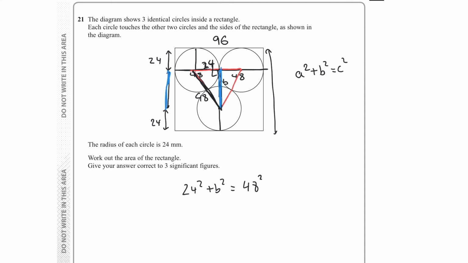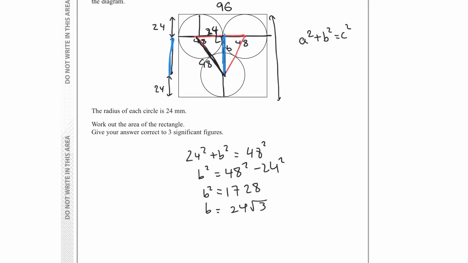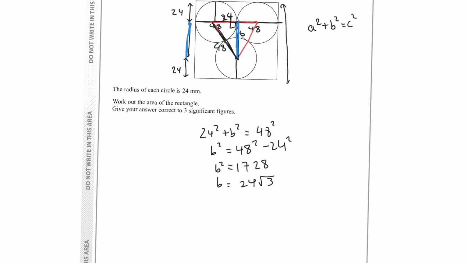So then, if you use your calculator to work that out, you're going to end up doing b squared is equal to 48 squared minus 24 squared. Put that all into your calculator, you would get b squared as 1,728. Square root that to work out what b is, you would end up with 24 root 3. So 24 root 3, because again, we're trying to keep it as accurate as possible to make our answer as accurate as possible. So 24 root 3 is that space.